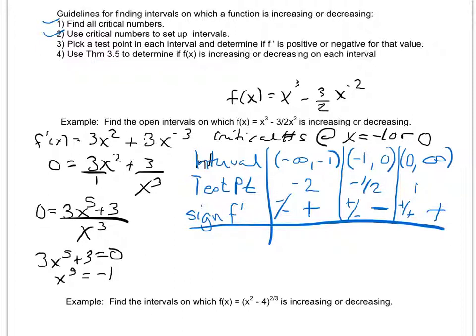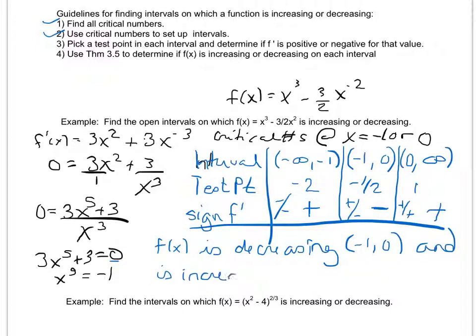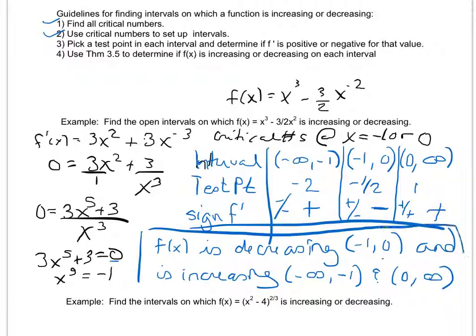So in conclusion, f of x is decreasing on the interval from -1 to 0. I am going to do an open interval because I'm not 100% sure what's happening at negative... well, I am. -1 was my critical number. So at -1, my derivative was 0. So I want to make sure I use an interval. So f of x is decreasing from -1 to 0 and is increasing from negative infinity up to -1 and from 0 up to infinity. And there is my final answer.